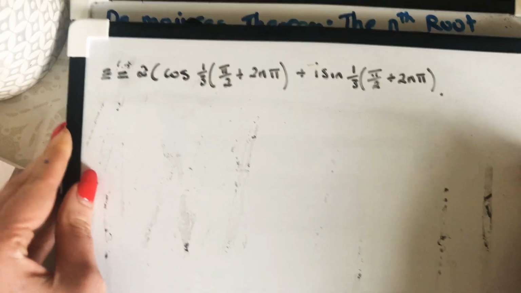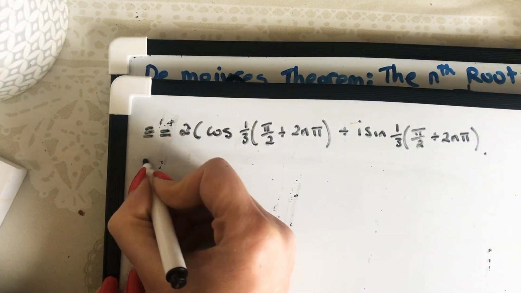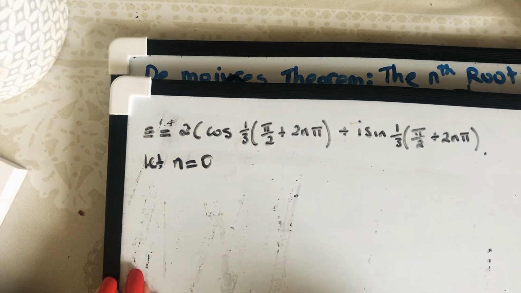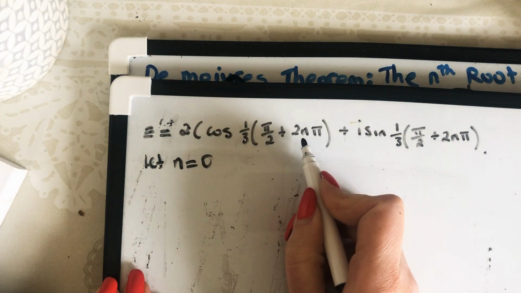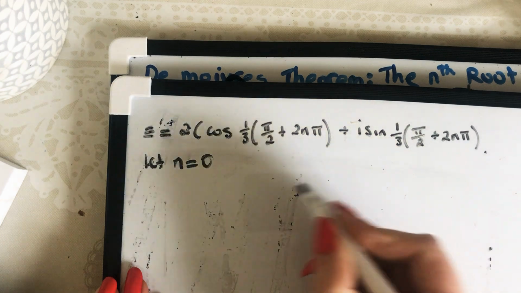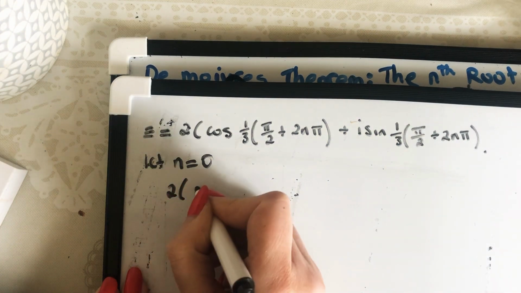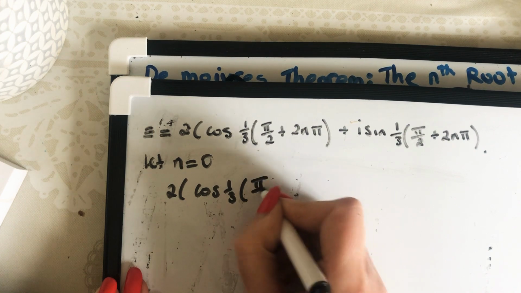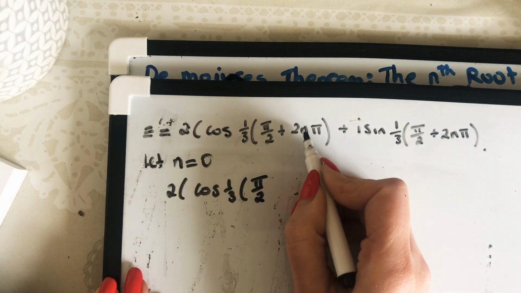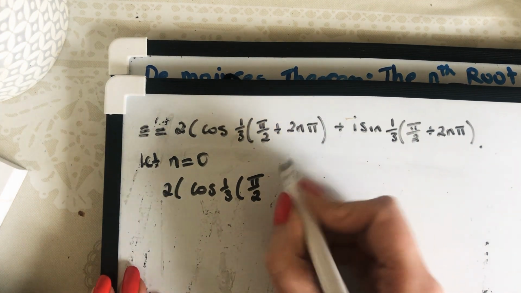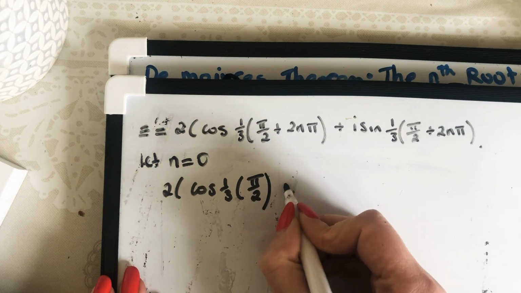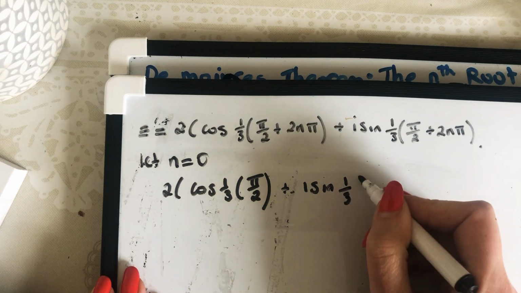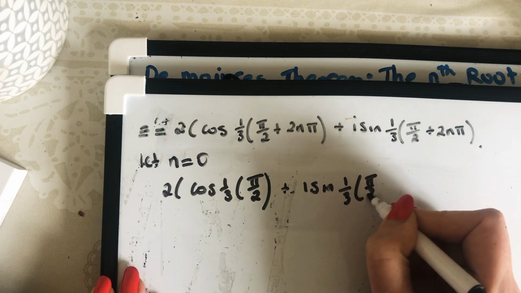So here is our question again. Let n equal 0. So we're going to put in n, which is 0, in here and over here as well. So we have 2 cos 1/3 pi over 2. Now, if we put a 0 in here, we know that this is going to go to 0. So let's just leave it as pi over 2 plus i sine 1/3 pi over 2.